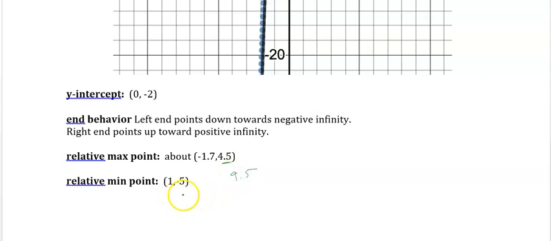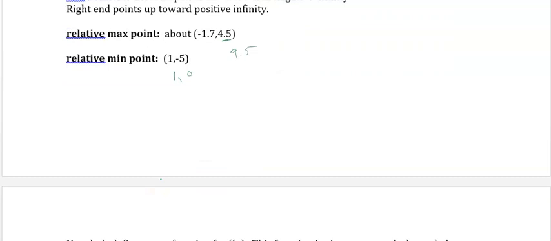Our original minimum point was at 1, 0. It was actually also an x-intercept. Now it's at 1, negative 5. So not just the intercepts and the maxes and mins change, but every point in the graph is moved down 5 by subtracting a 5 from the function.